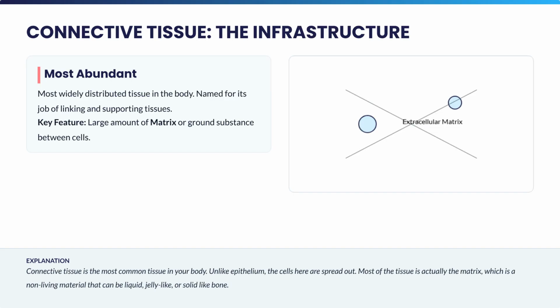Connective tissue is the most abundant tissue, linking and supporting others. A key feature is the large amount of non-living extracellular matrix, which can be liquid, jelly-like, or solid.